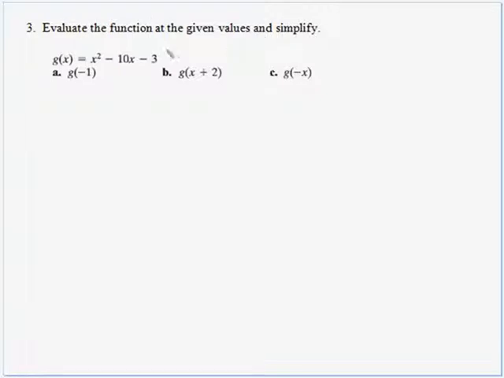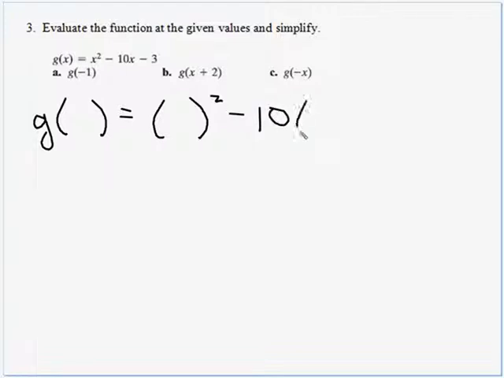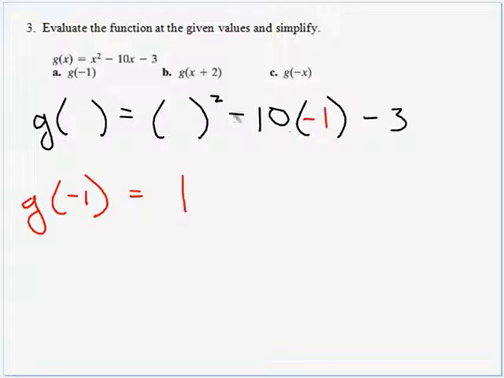Here we want to evaluate at the given values and simplify. So we have g of something is equal to that something squared minus 10 times that something minus 3. Well, the first one, g of -1: -1 squared is +1. And then if we put in a -1, minus 10 times minus 1 turns into a plus 10. And then we have our minus 3.